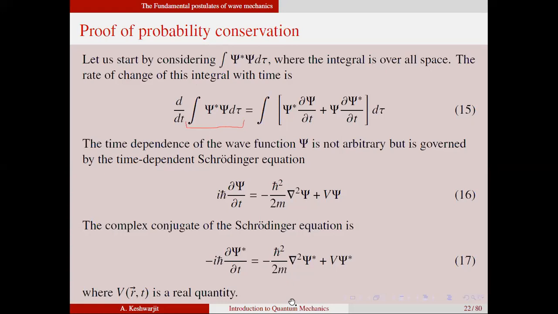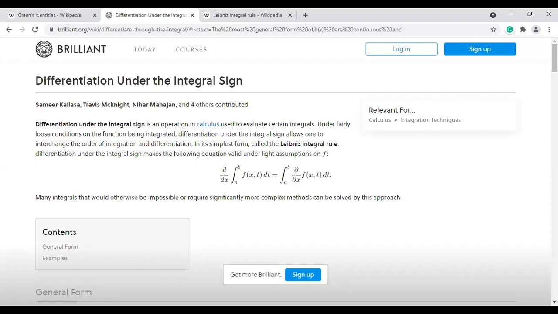Let me show you a new slide here. Differentiation under the integral sign. Consider d by dx of the integral of f(x,t) dt with limits from a to b. In our case the limits are over all space, from minus infinity to plus infinity. Here the integration is with respect to t, and the differentiation is with respect to x. If I take this differentiation inside the integral sign, this total derivative becomes a partial derivative.